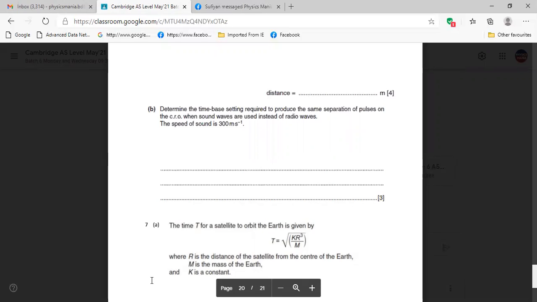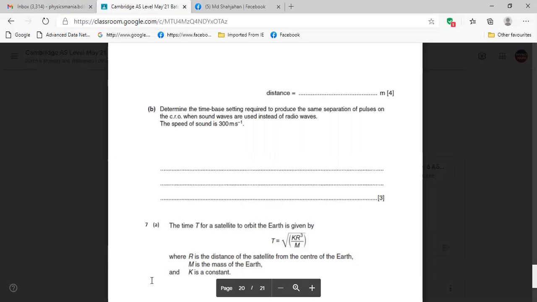So time-base setting of radio wave we got, right? That is, yes, sir, 0.20 microsecond per centimeter. Now for the radio wave, we also know the speed of radio wave, that is 3 into 10 to the power 8. Now we got the speed of sound, so we can get the ratio of speed of radio wave and speed of sound.